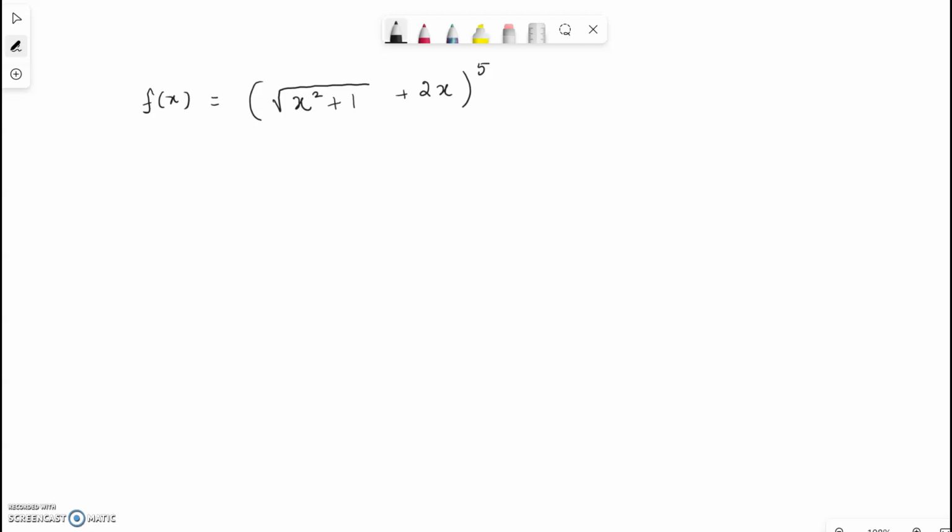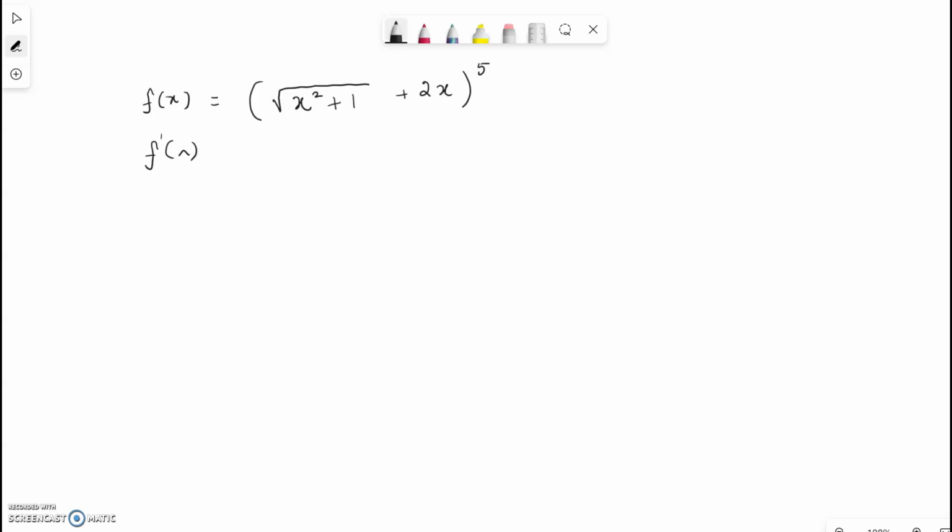First, notice that this is not a product. It is not a sum of two functions. It is not a quotient. It's a function of a function. It's a single function. It's a function of a function. So we need to use the chain rule.